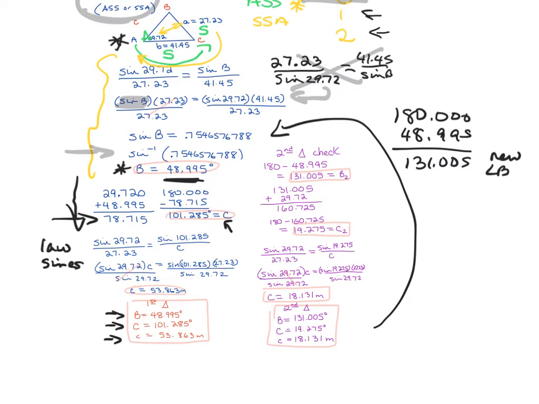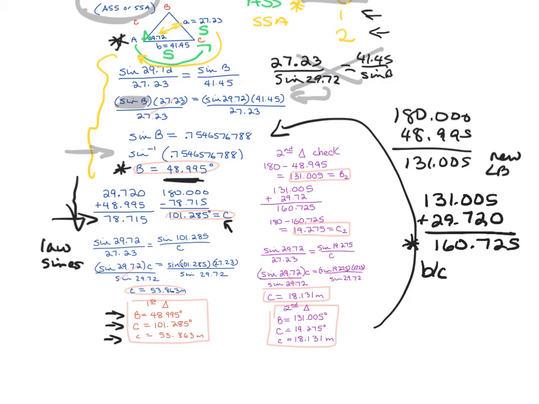The way that I check that is I take this newly formed B, I add it to the original A that was given to me, and I get 160.725. Then, if this number is bigger than 180, I would stop and say that there's only 1 triangle. But because this is less than 180, then I know that there is a second triangle.